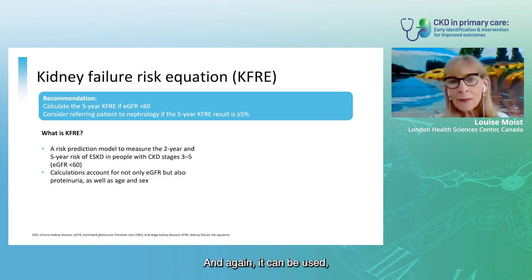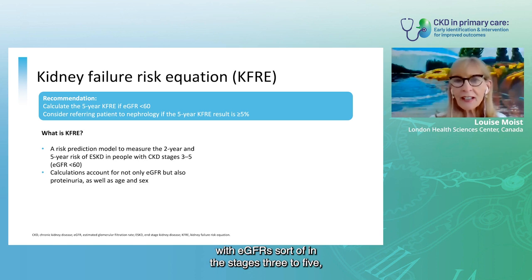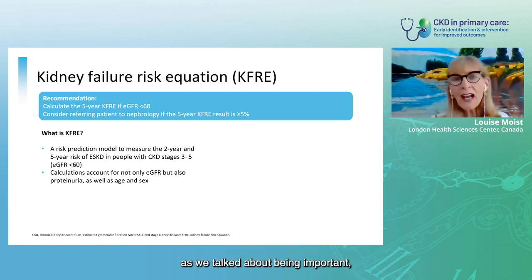And again, it can be used, it's been validated in people across the globe with EGFRs in the stages 3 to 5, so down to close to 15. And it includes not only the EGFR, but also the ACR, as we talked about being important, as well as the age and the sex.